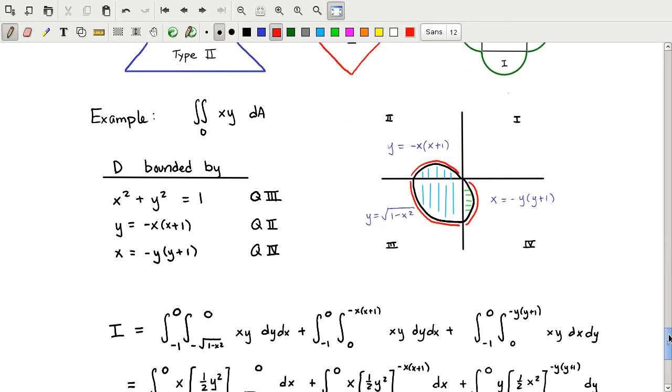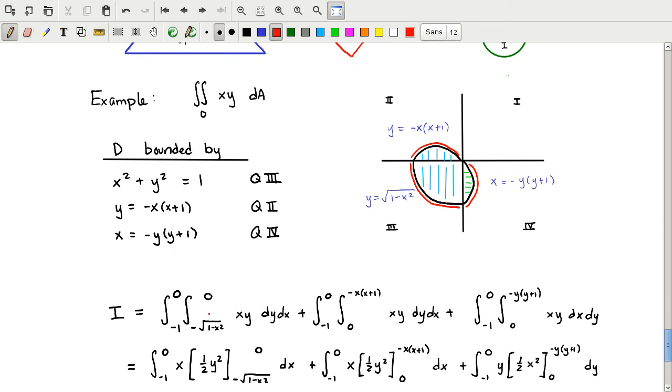So we set up our integrals. We have, this is quadrant 3. This boundary set as a function of y is the square root of 1 minus x squared, so the lower bound is negative square root of 1 minus x squared, and the upper bound is 0. So here's our lower bound on y, our upper bound on y, our lower bound on x, our upper bound on x. We do y first, and then x.